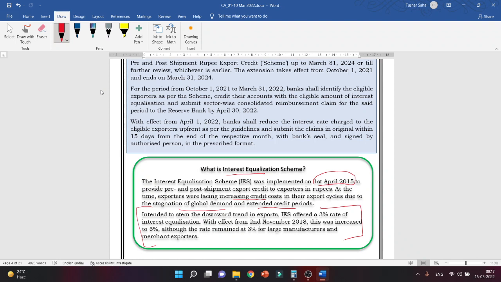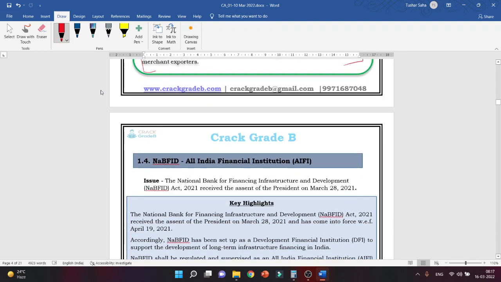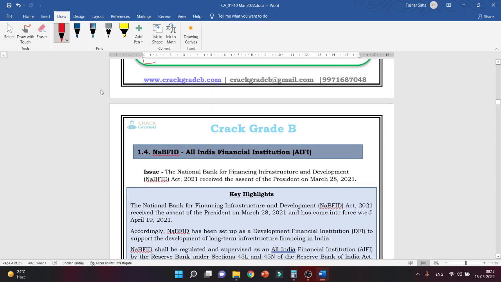So what happens is, let's say you want to import some goods from the US and the shipment is coming via ship. That takes somewhere around 1 month. Within that 1 month, based on demand and supply, the interest rate can go up and down. And there should not be any unnecessary burden on exporters or importers because of this volatility. They are protected based on this interest equalization scheme. So now let's move to the next one.